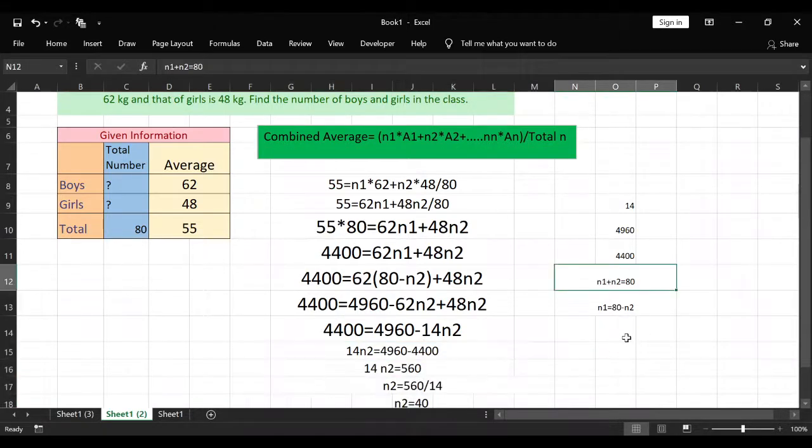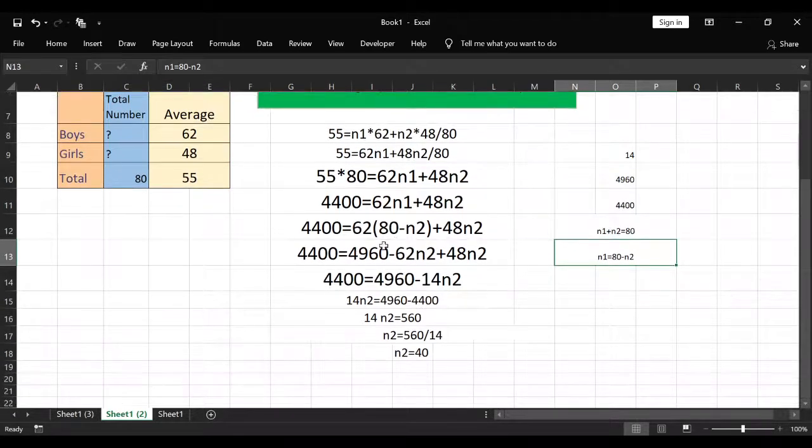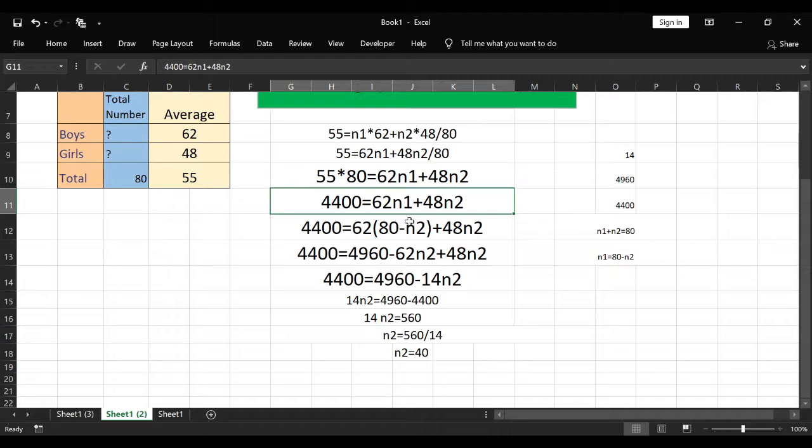So here we have taken another formula, that is n1 plus n2 equals 80. If it is the case, now n1 equals 80 minus n2. So we have applied this value, that is n1 equals 80 minus n2, instead of n1. After that 4400 as it is, 62 into 80 is 4960, and n2 into 62, that is 62 n2, and 48 n2 as it is.